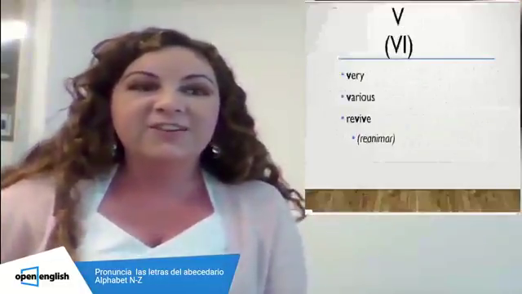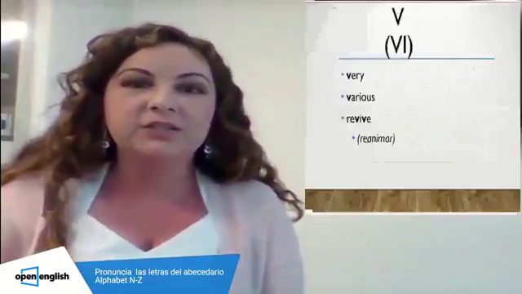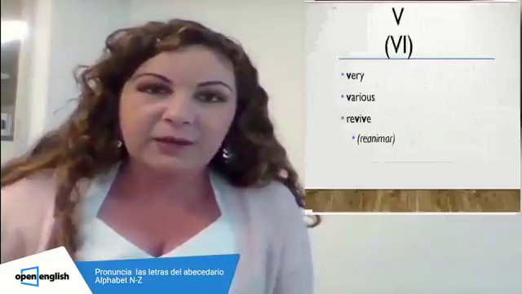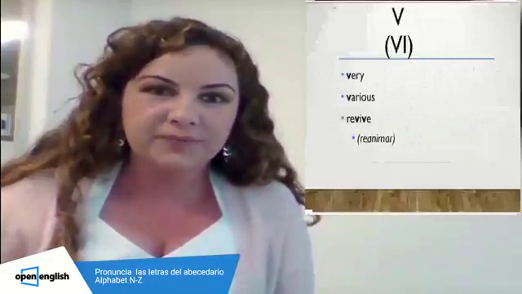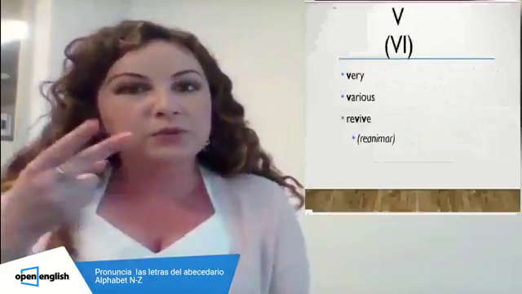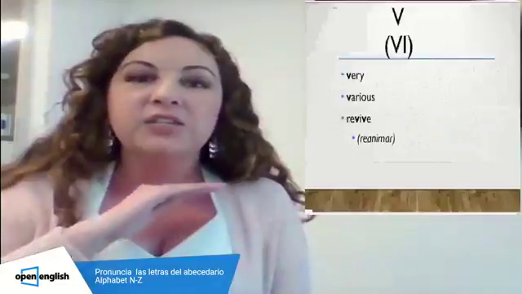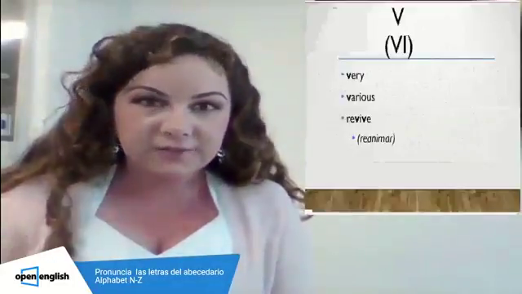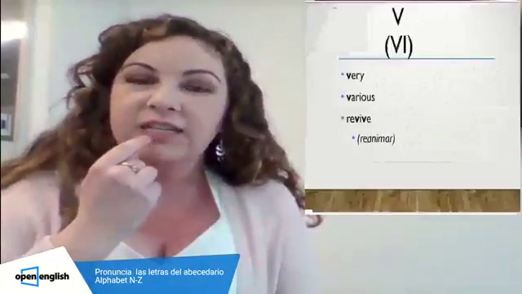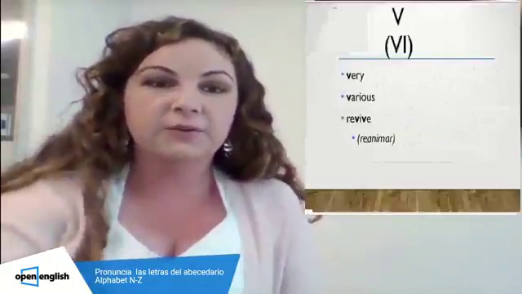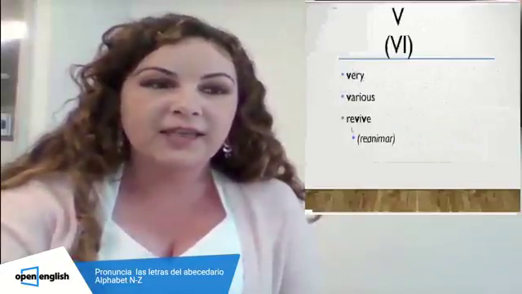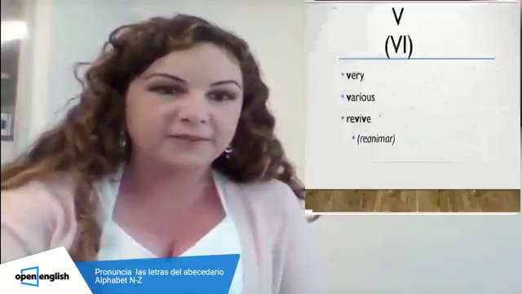Next we have the letter V, which in English is v. I know in Spanish sometimes the letter B as in boy and the letter V as in very can be used the same way, but in English they are very, very different. Here the letter V is made with the teeth against the lip, the V sound. So we have very, various, and revive.